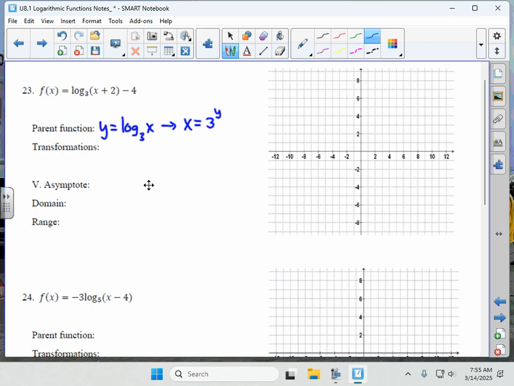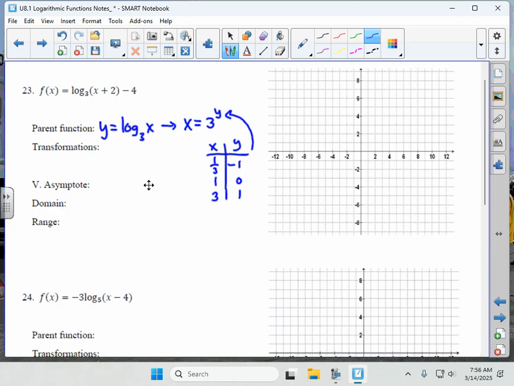Doing our xy table, we put negative 1, 0, 1 on the y side because the exponent is y. Plug those in to get x. So 3 to the negative 1 power is 1/3. 3 to the 0 is 1. 3 to the first is 3.